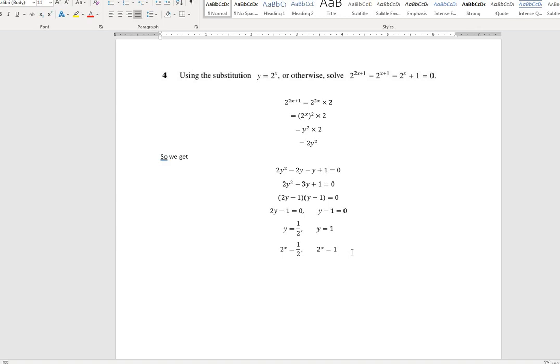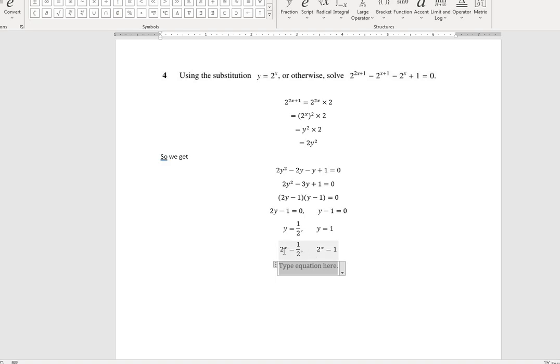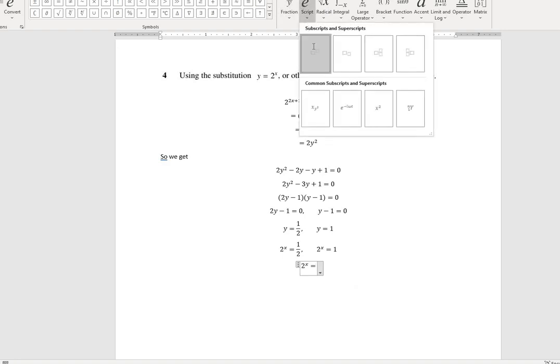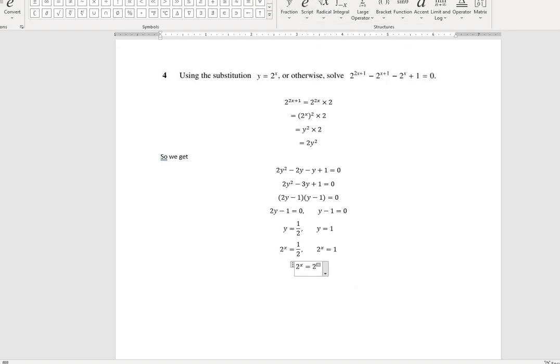So there are many ways of doing this. You can use log. You can also use the concept of indices. So I'm going to solve this part first: 2 to the power of x equal to 1 over 2. 1 over 2 over here is actually equivalent to 2 to the power of negative 1.